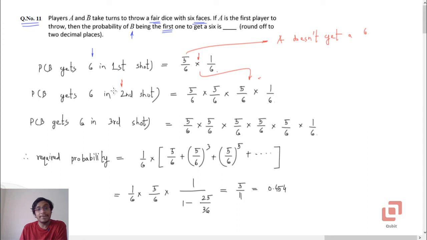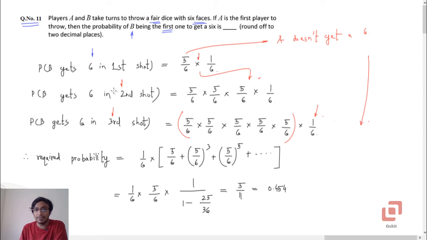Okay. Now let us go to the third situation where B gets 6 in the third shot. Okay, so all previous 5 attempts made by A and B alternately have gone in vain. None of them has produced 6. So it will be 5 by 6 to the power 5, and eventually during the 6th throw B gets 6, so the probability is 1 upon 6. So what is the required probability? The required probability has to be the addition of these events.